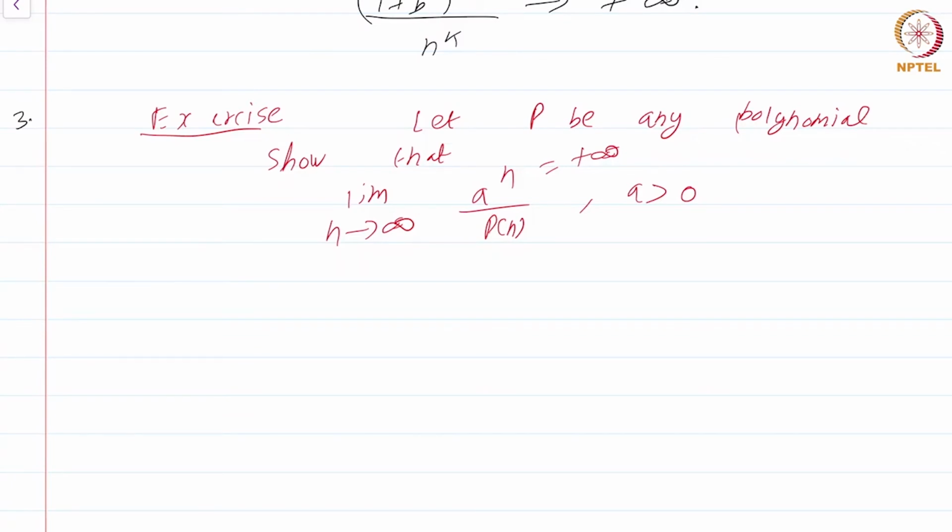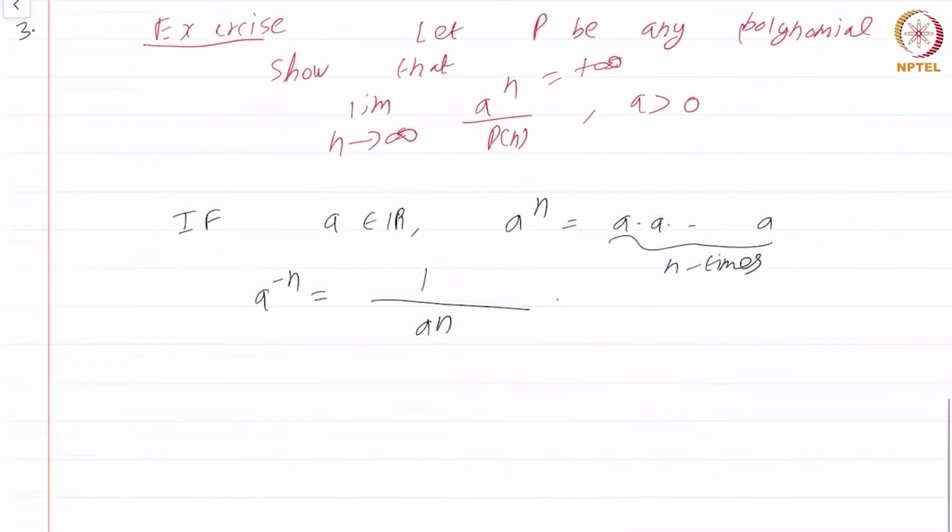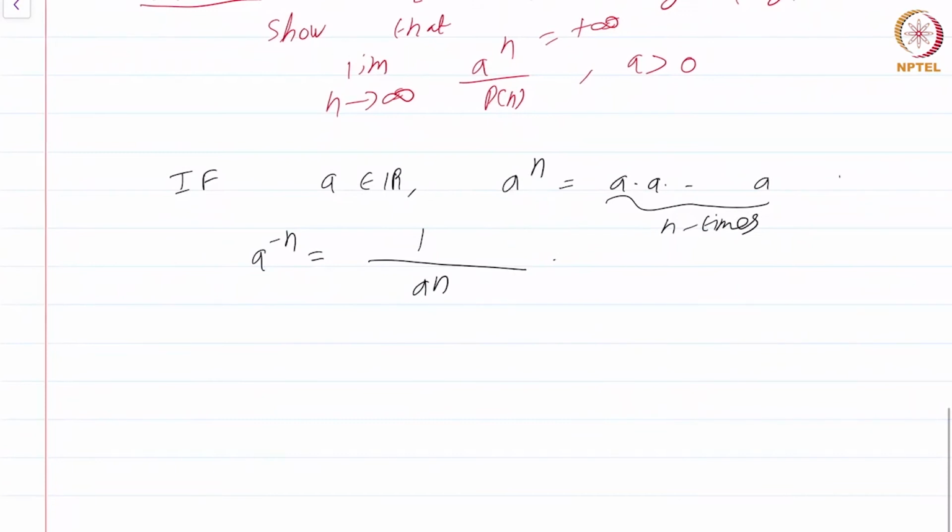Before that, let me just make a remark. If a is a real number, then we all know what a power n is. This is just a multiplied n times, right? And a power minus n is just 1 by a power n. This is all valid when n is a natural number.